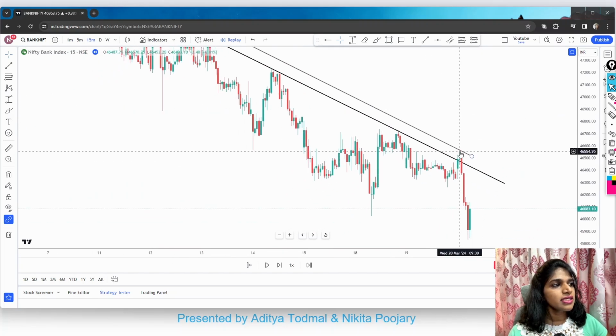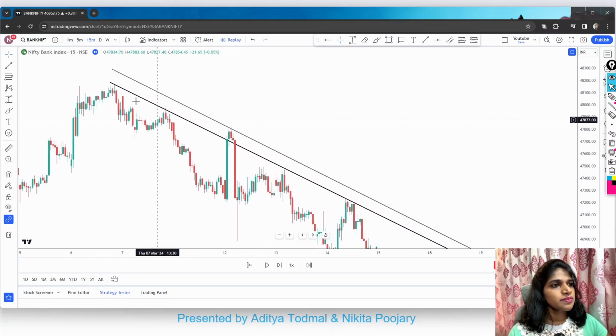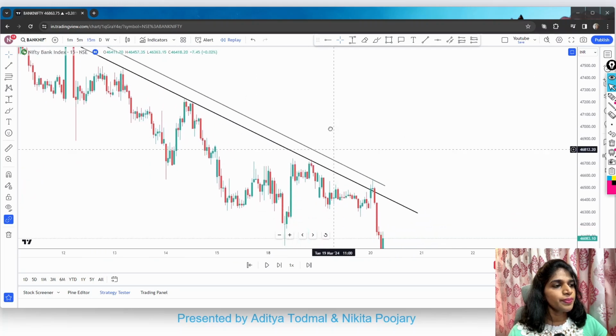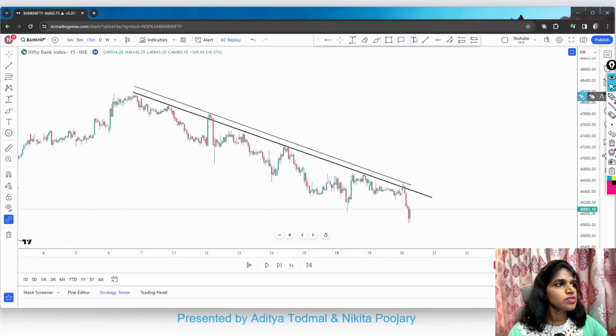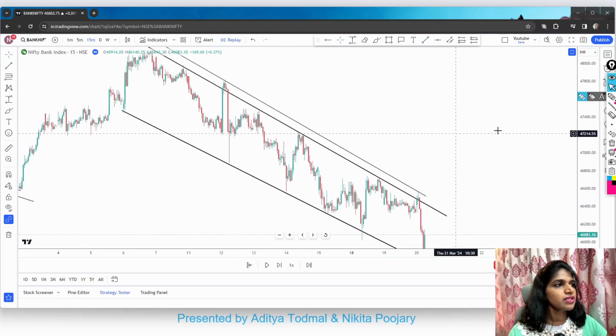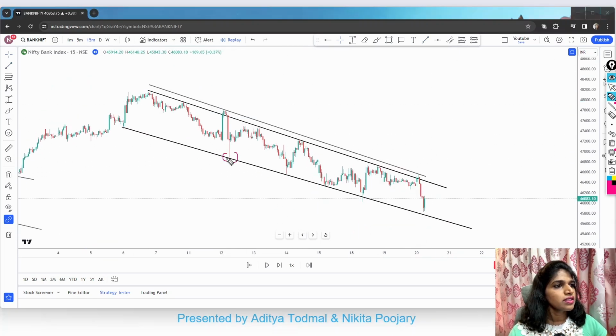And what I can see is it's a sell on rise because the trend line is downward sloping. Along with the lower highs, it's also making lower lows. So every time it tries to touch this particular low, it bounces back. It bounced here, it bounced here, it bounced here, it bounced here as well.